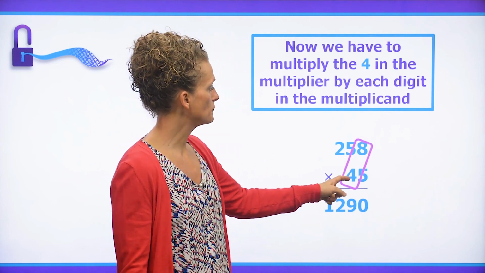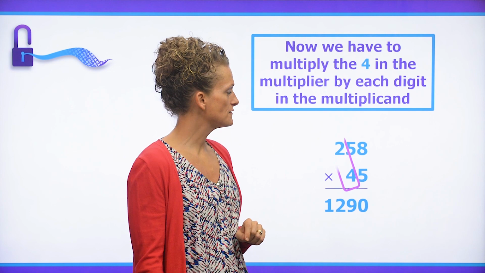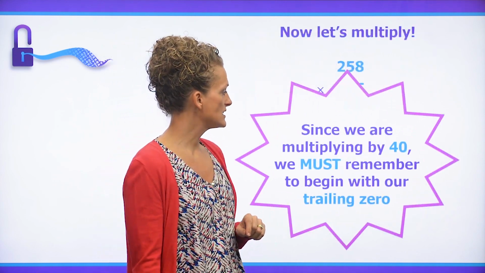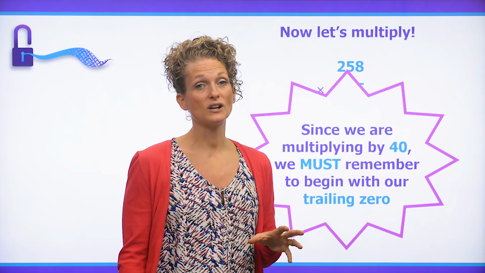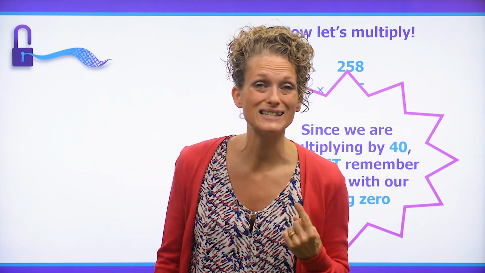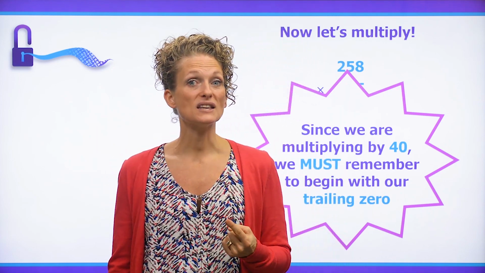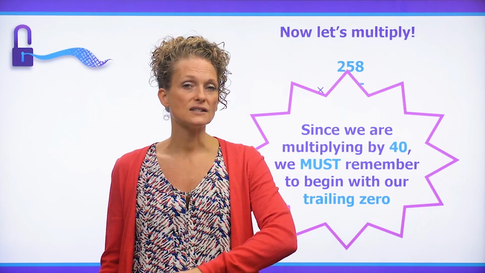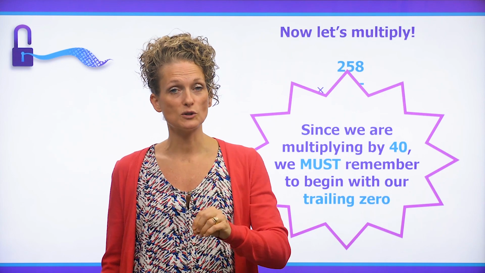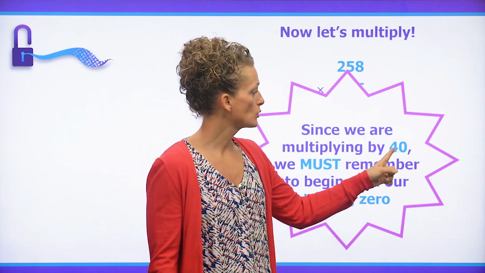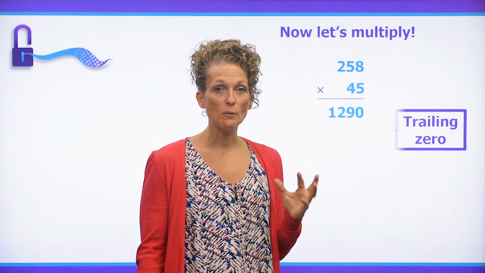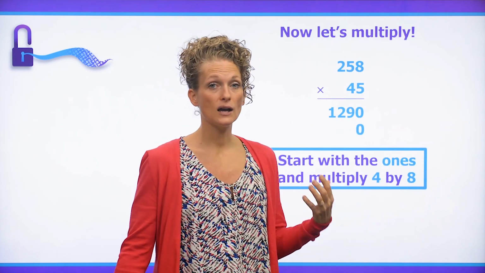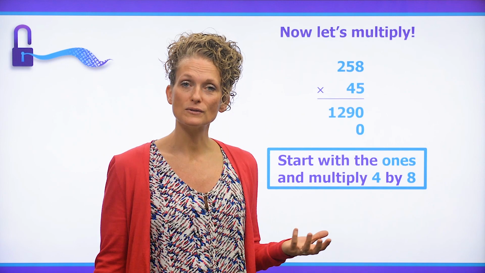So we're going to multiply 4 times 8, 4 times 5, and 4 times 2. All right, now let's go ahead and multiply that. Now, you have to keep in mind that we're not just multiplying by 4 because it's in the tens position. So that means we must add one trailing 0 first. This is where the trailing 0 is the most important, and it's because we're multiplying by 40. So when we put the trailing 0 in there, that allows us to multiply the non-zero digits.